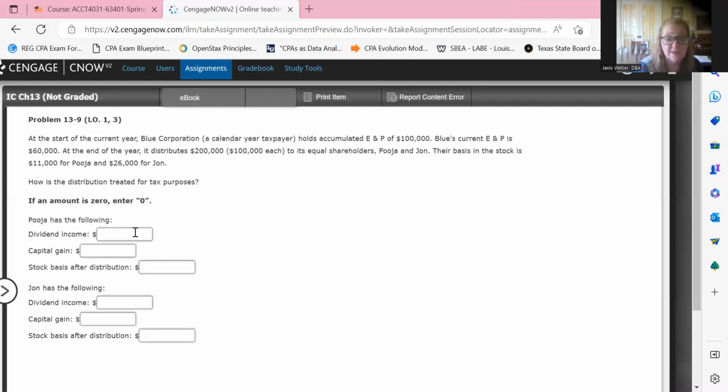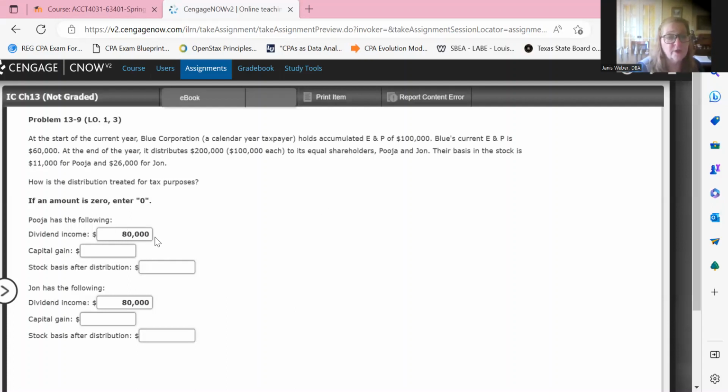The dividend income in both cases is going to be $80,000 because that's their share of the combined E&P. That's the standard way when both are positive and there's only one distribution. So we're going to use that 80,000 as the dividend amount, and then we're going to have a return of capital and a capital gain. The return of capital part is just their basis. They tell you their stock basis, which is what the return of capital would be. Each of them got 100,000.